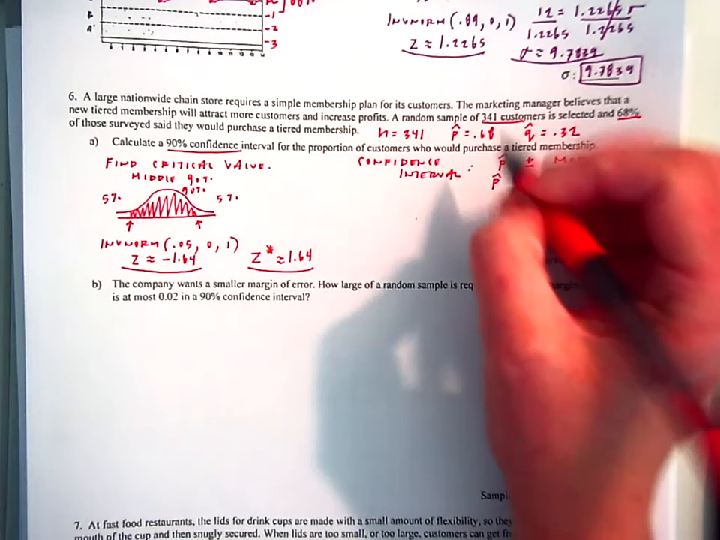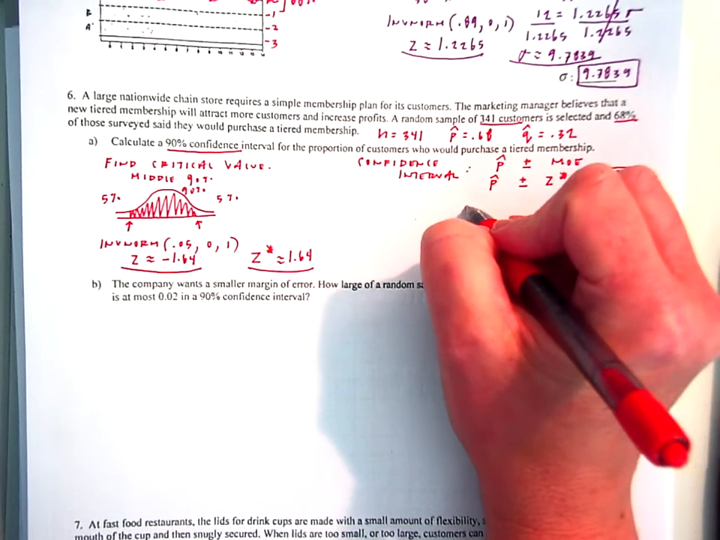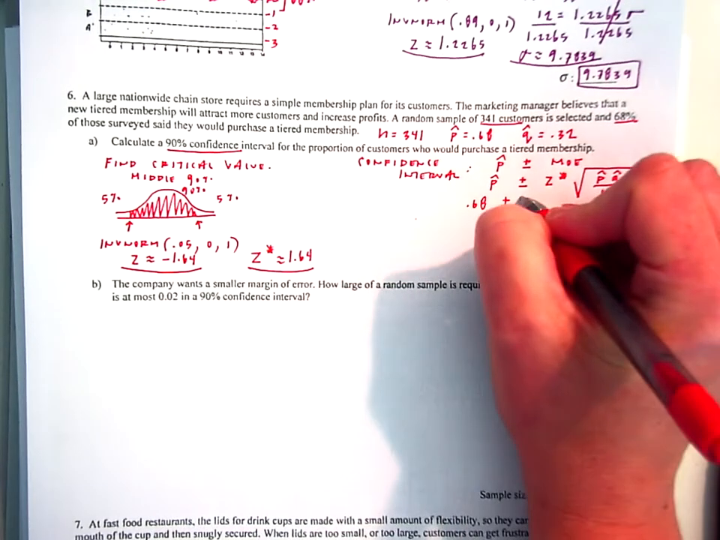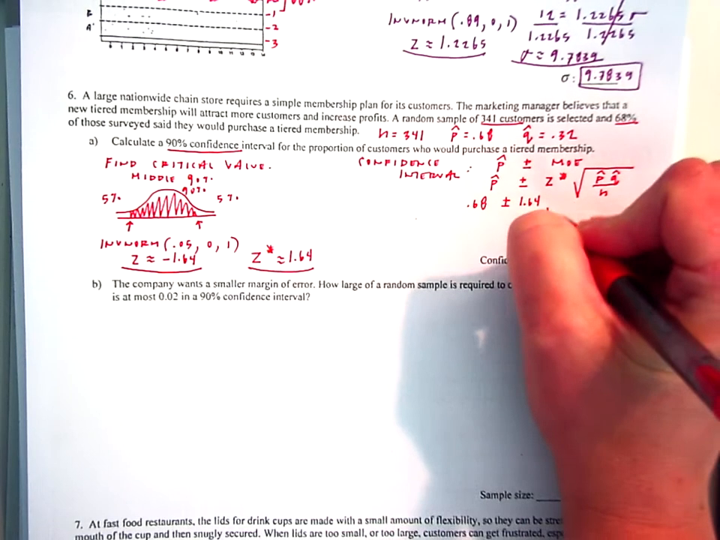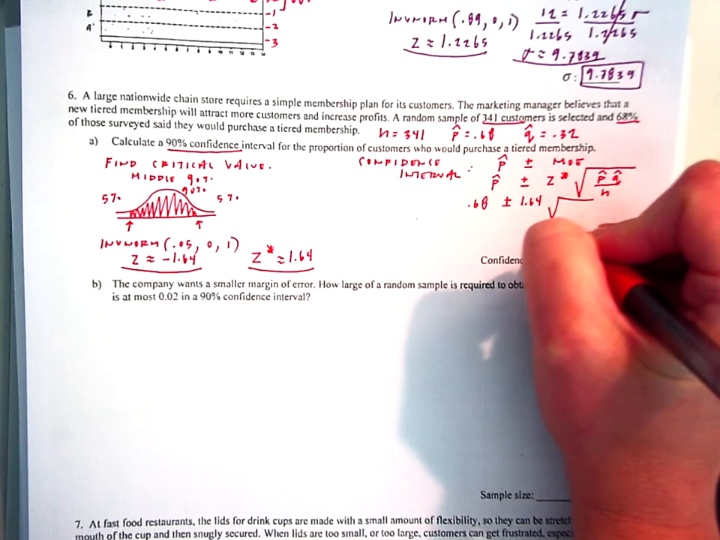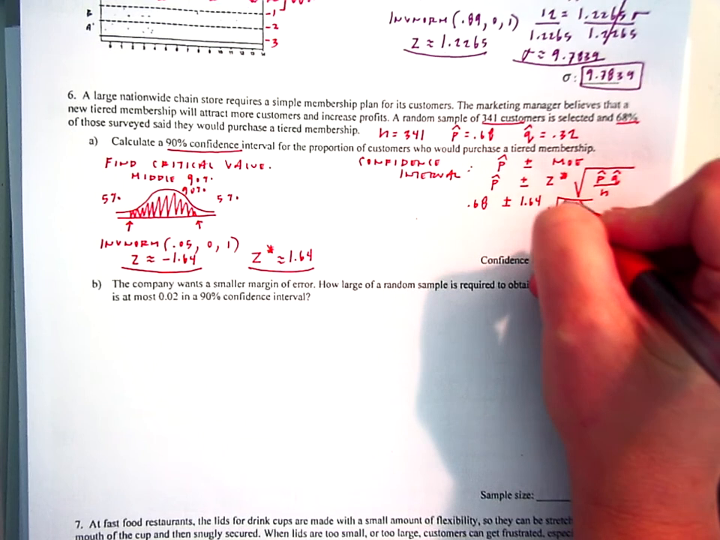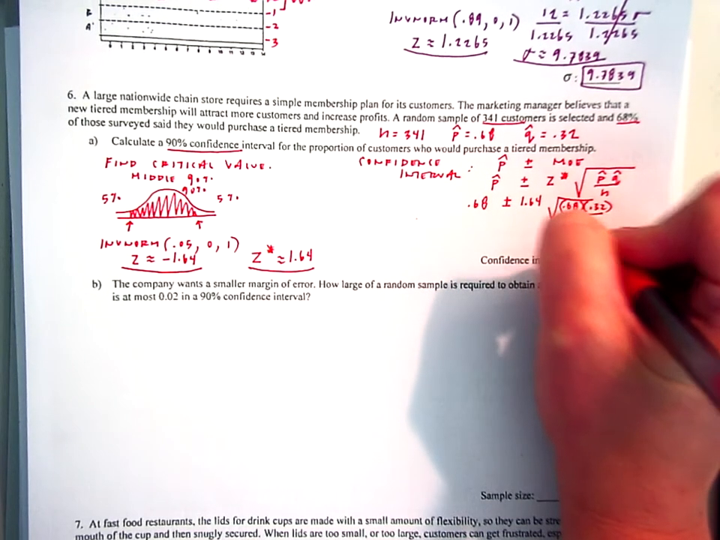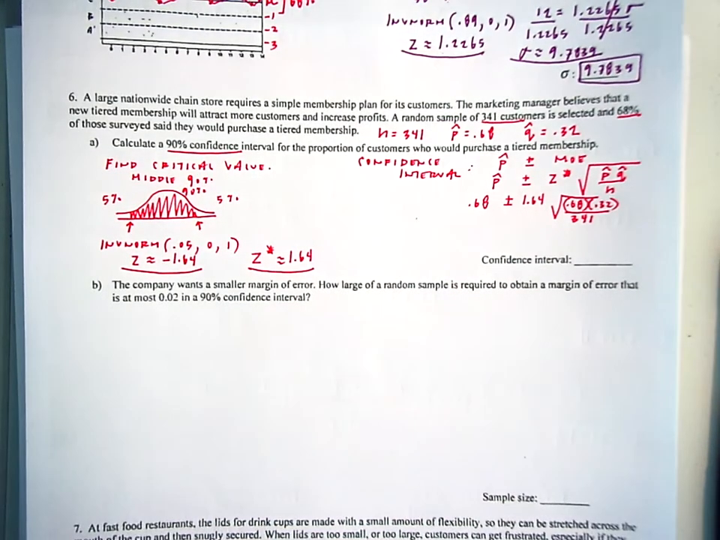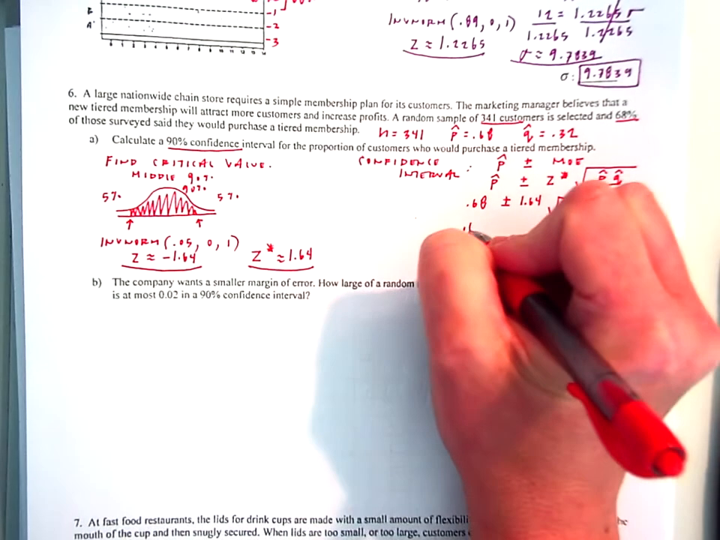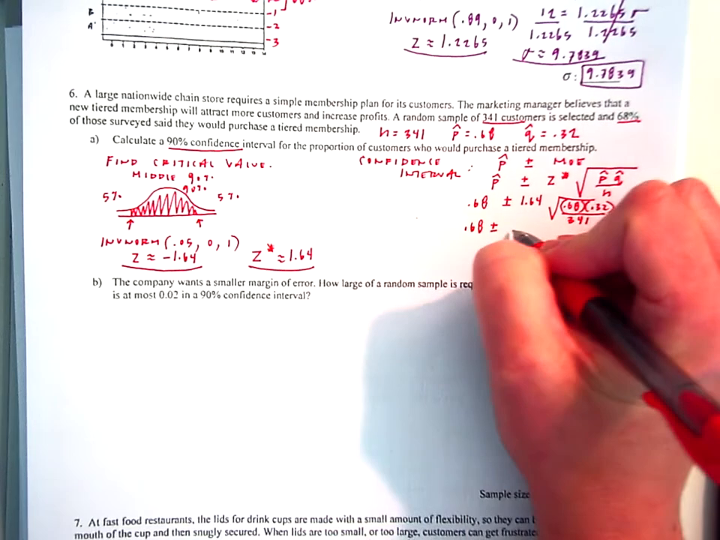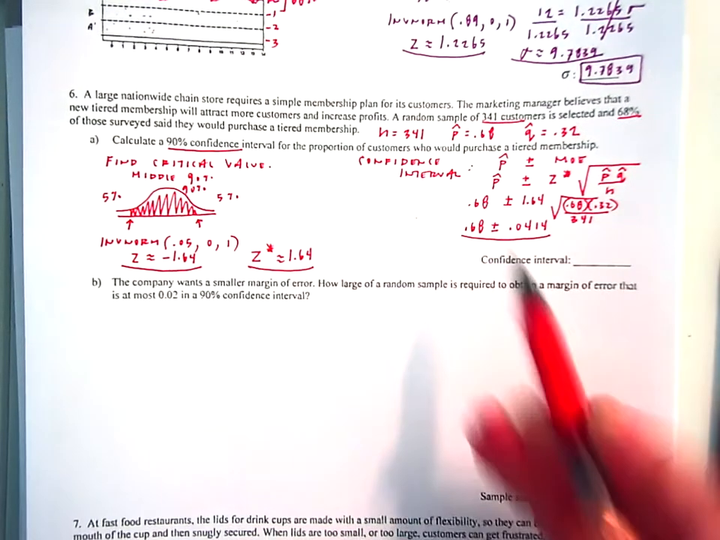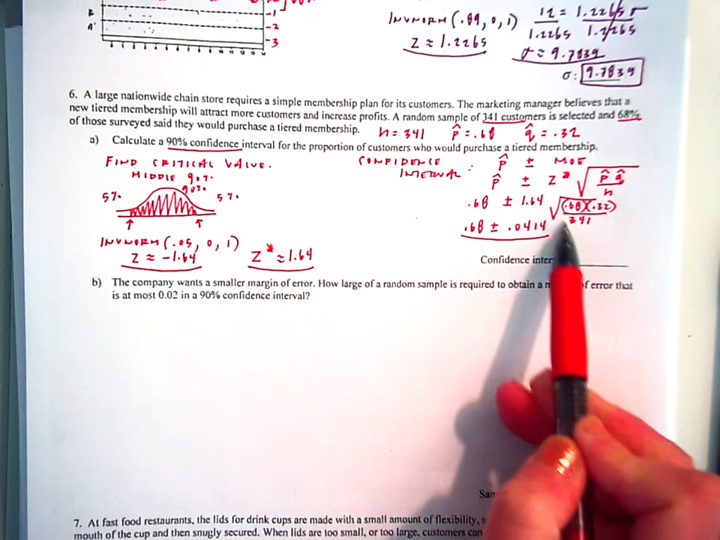Okay, so if I plug in, my statistic was the 0.68, and then plus or minus my critical value, 1.64, multiplied by the standard error, the square root of 0.68 times 0.32 over 341. If I type all that in, I'm going to end up with 0.68 plus or minus 0.0414. So this is my statistic. This is my margin of error.